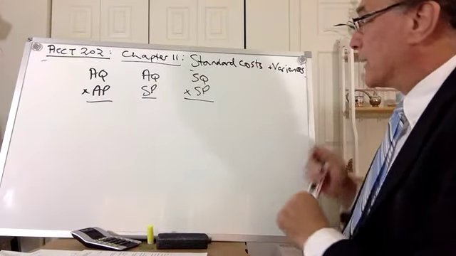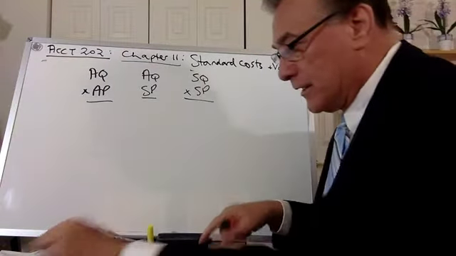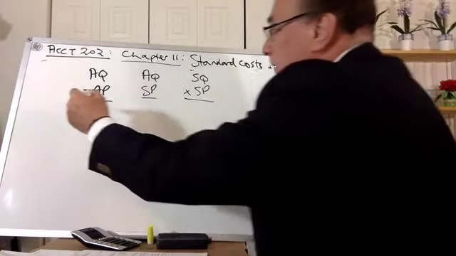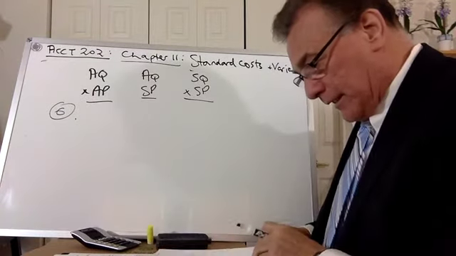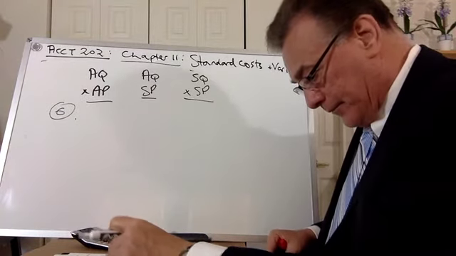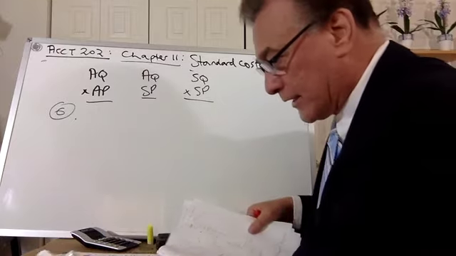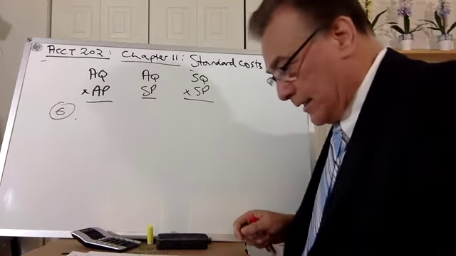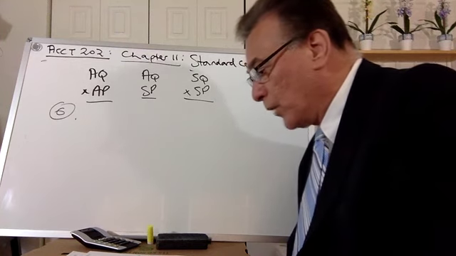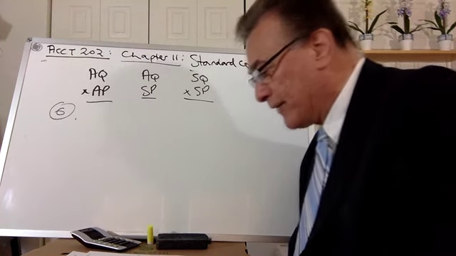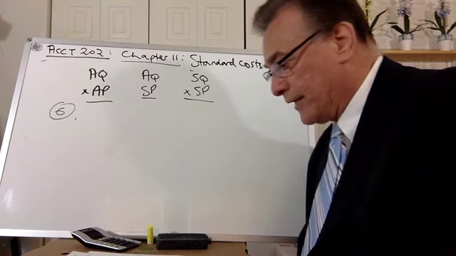So we're talking about standard costs and variances, and we got up to question 6. Now question 6, we've got Shepherd Industries, and we have to work out the variable overhead rate variance and the variable overhead efficiency variance.